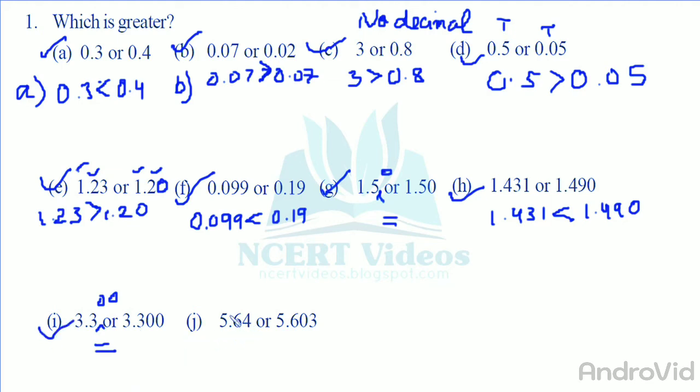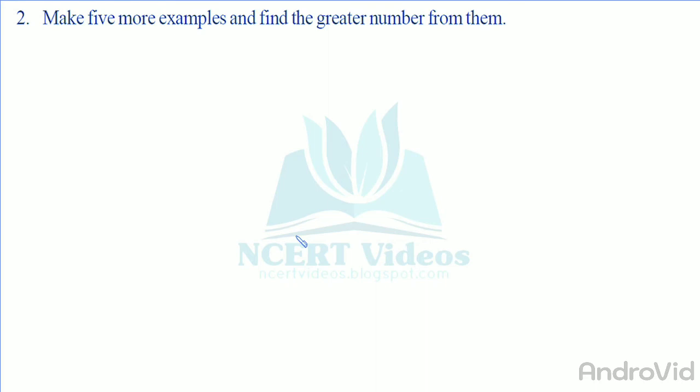Last part, J part. Here the hundredths part is different. Look, it is 4 here, other side it is 0. Therefore, 5.64 is greater than 5.603. So that makes our question number 1. So similarly, you have to do such type of questions. Question 2. Make 5 more examples and find the greater number from them.